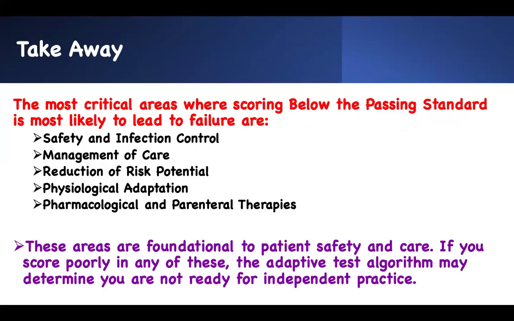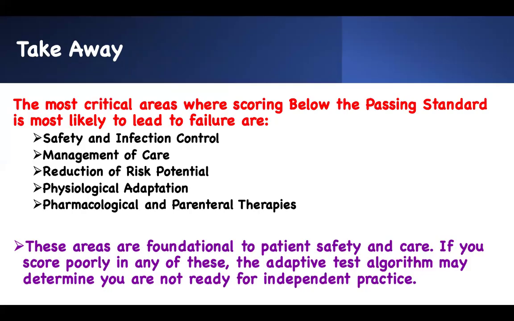Safety, infectious control. These are high yield information that you need to know. Management of care, and the favorite, reduction of risk potential. Physiological adaptation will give you information about risk reduction. Management of care is connected to risk reduction. Safety and infection, risk reduction. So when you're doing all of them, say how can I identify the risks? How can I take care of it in emergency? Every one of them, that's the way you think.